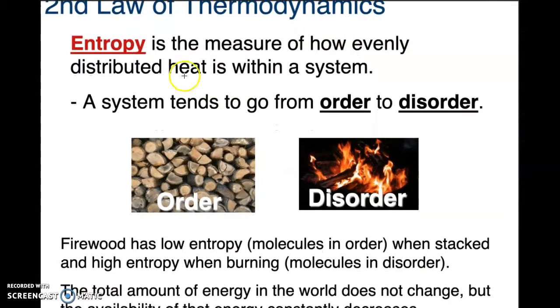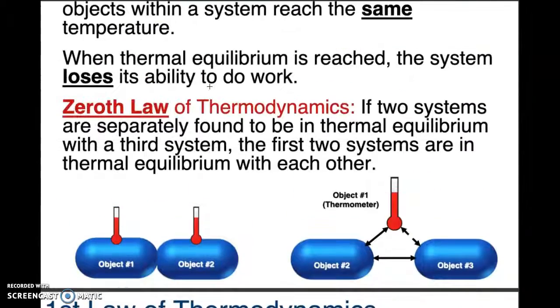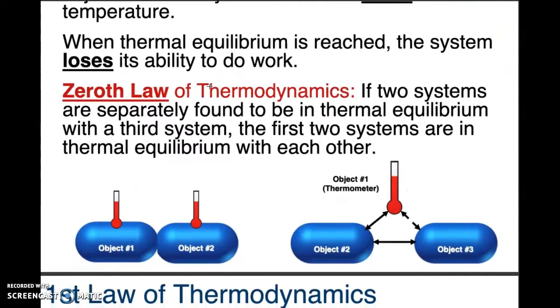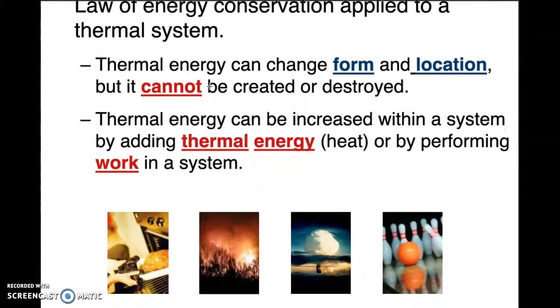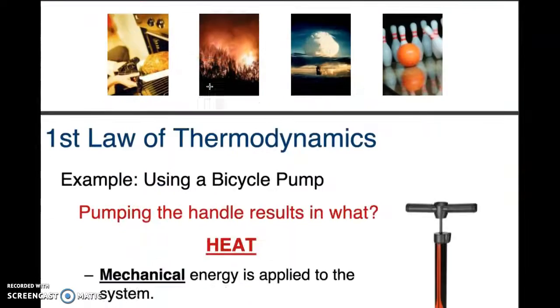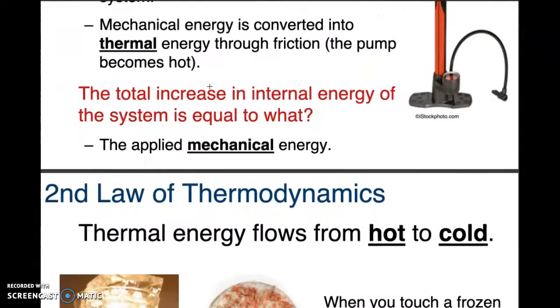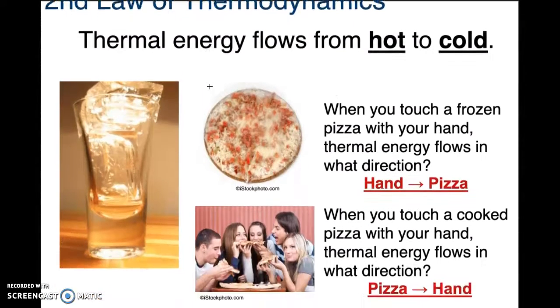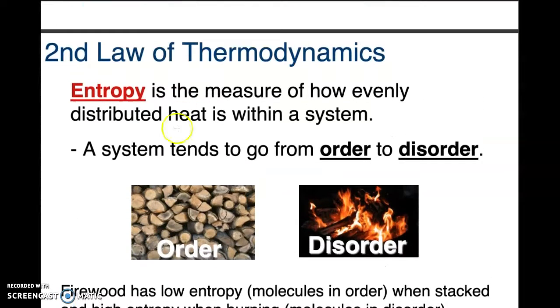Everyone loves pizza. And then, so the zeroth law was kind of like the transitive property from math. The first law was you can't create or destroy thermal energy, just by adding work or more energy. The second law was it always wants to go from hot to cold. And a system usually goes from order to disorder.